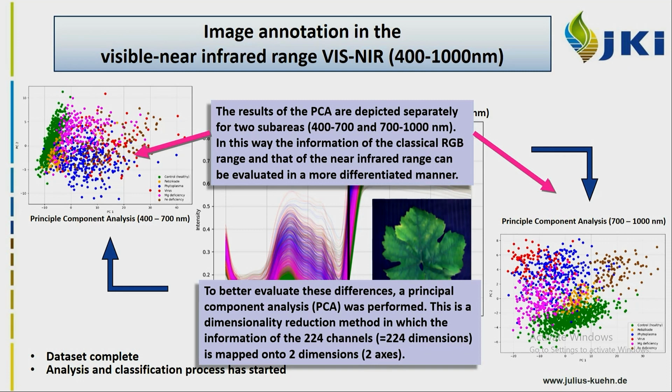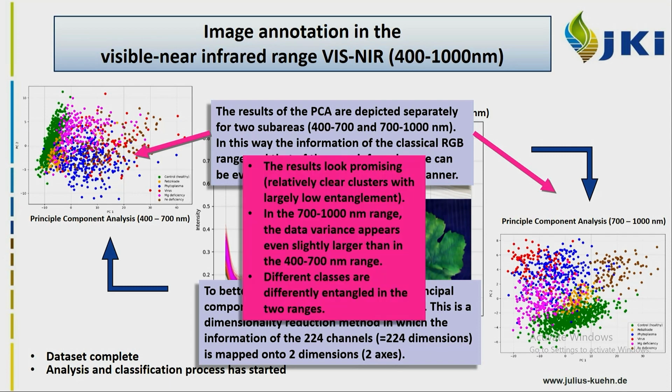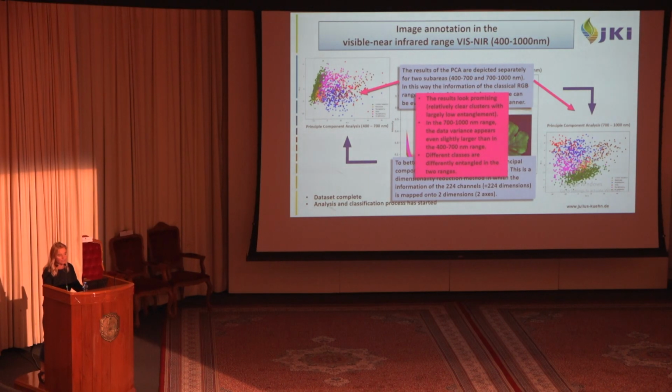What you can already see here, we have nice clusters. Therefore, the results of this annotation look already promising because we have relatively clear clusters with largely low entanglements for the different disease classes. And in the 700 to 1000 nanometer range, the data variance appears even slightly larger than in the 400 to 700 nanometer range. The different classes are differently entangled in the two ranges, and this is important because a very clear annotation would be precise clusters without entanglement, and we are not so bad with that already.